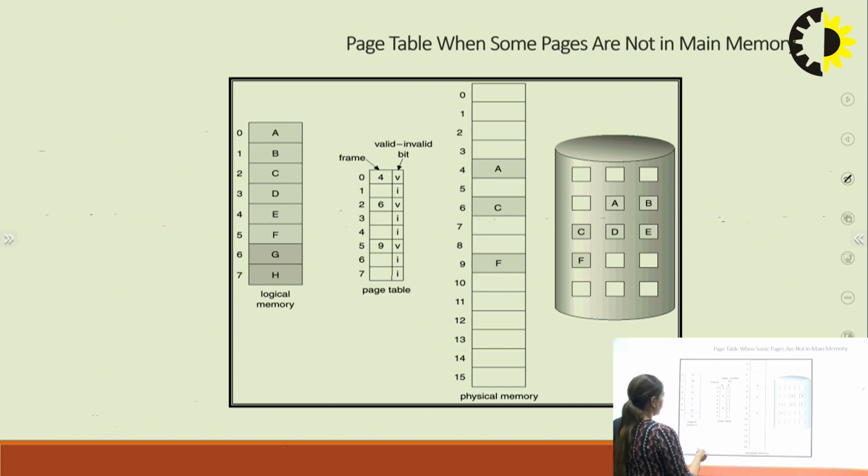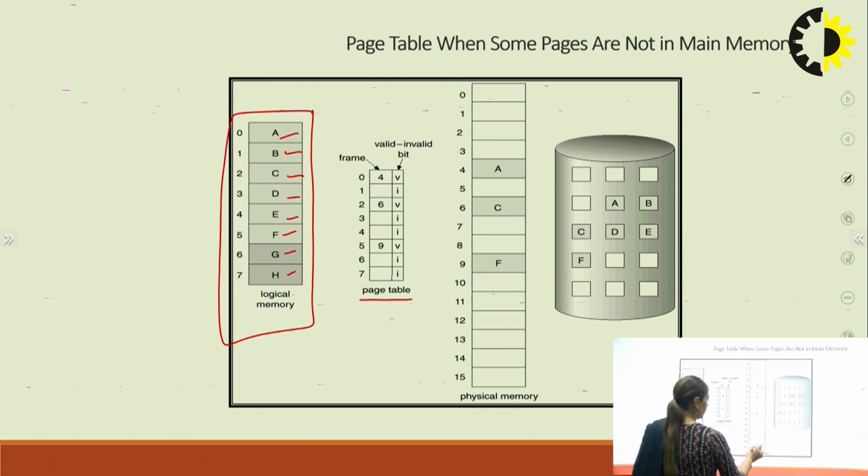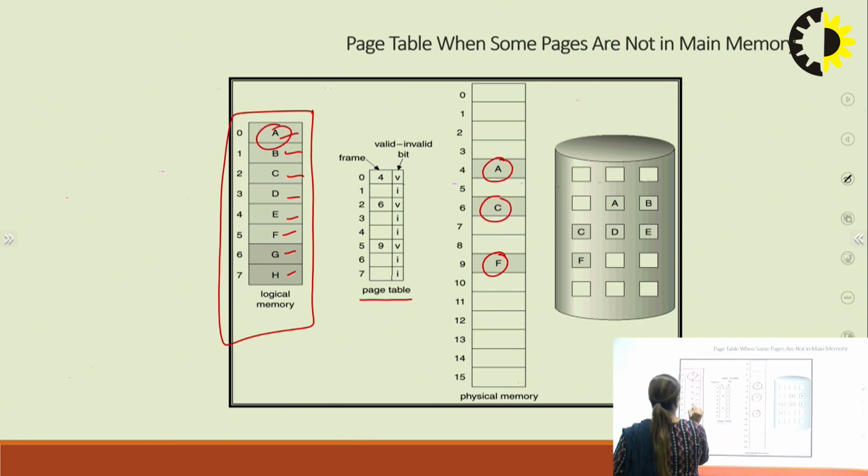Now let's take an example. See, this is the scenario of a logical memory. These are the pages that will be required by a particular program, right? A, B, C, D, E, F, G, H. These are the requirements. Now, what does the page table say? This is the physical memory. We have F, we have C, and we have A in the memory. That means A, F, and C are in the physical memory.